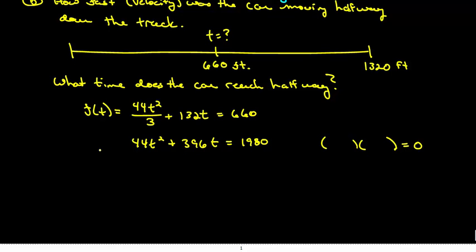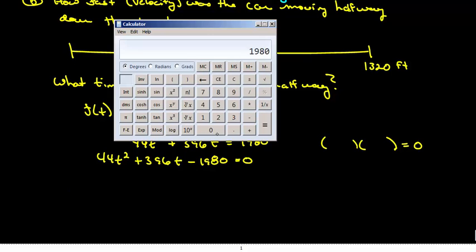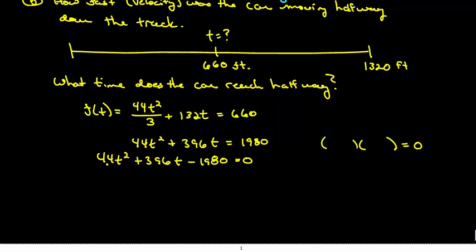Okay, so let's move everything over, and then we'll try to make life easier by seeing if there's a common factor. So first, try to pull out a common factor. Is 396 divisible by 44? Yeah, it is, by 9. Is 1980 divisible by 44? Yeah, it is, 45. So if I divide everything on both sides by 44, my equation still balances, and I get t squared plus 9t minus 45 is equal to 0.